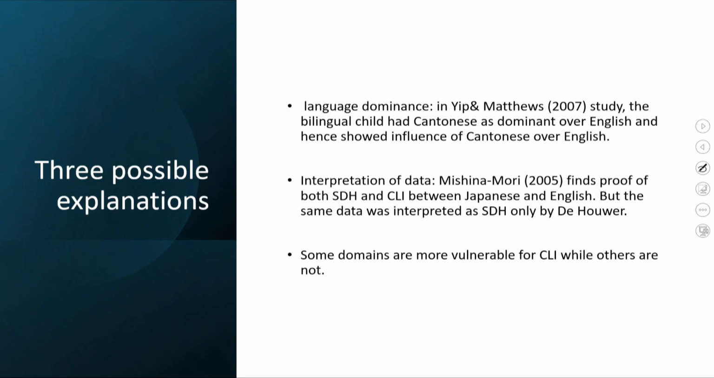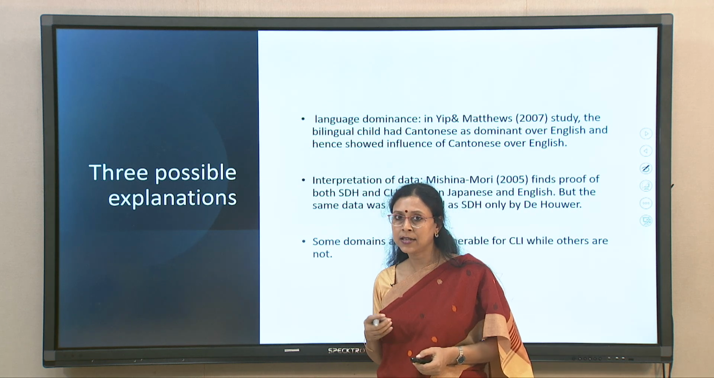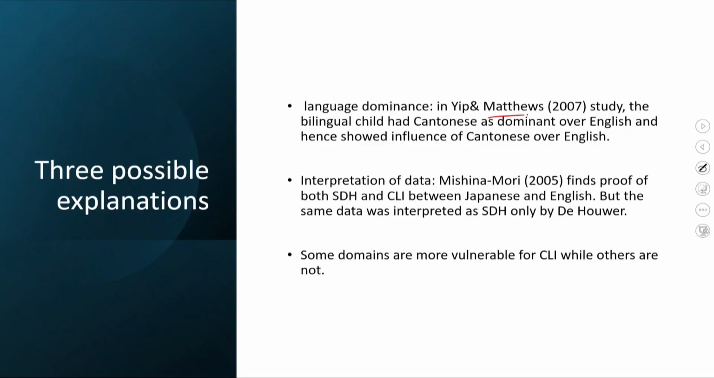One is the case of language dominance. Even if two languages are kept separate, there might be other factors that result in CLI being observed. The dominance factor is, for example, seen in one study that looked at Cantonese-English bilinguals. They showed that Cantonese was a dominant language over English, and hence showed a lot of influence of Cantonese on the English of the children.